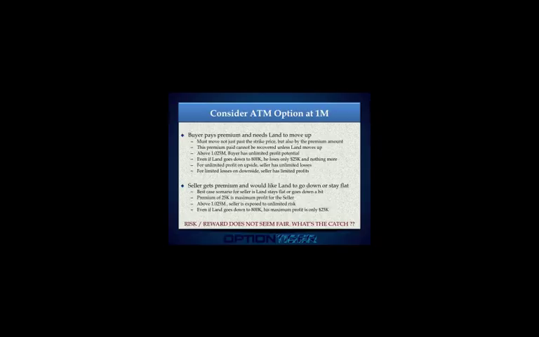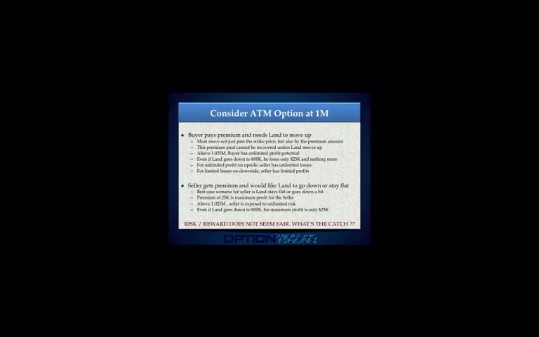Buyer pays the premium of $25,000 and needs the price of the land to move up by at least that much. Must move past the strike price plus the premium for the buyer to make any money. This premium paid cannot be recovered unless the price of the land moves up. Above the $1,025,000, the buyer has unlimited profit potential. Even if the land goes down to $800,000, the buyer will lose only the $25,000 that he paid in premium and nothing more.